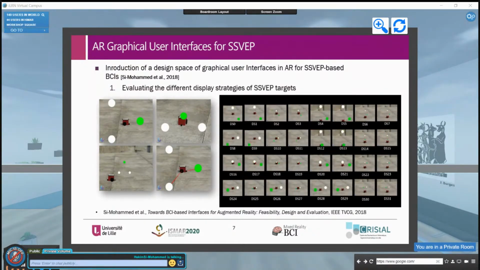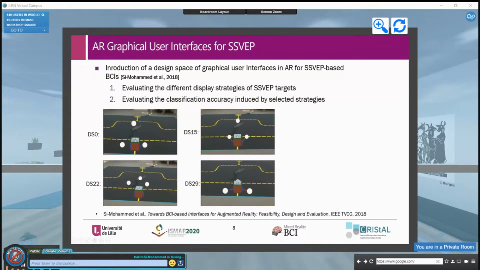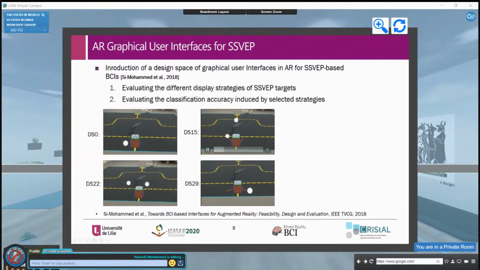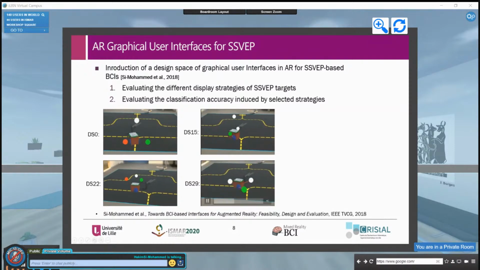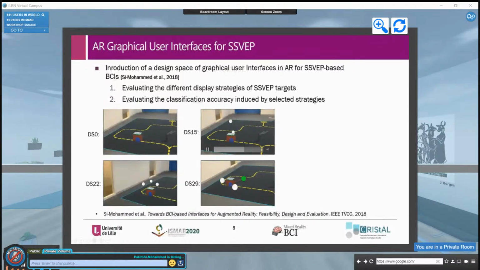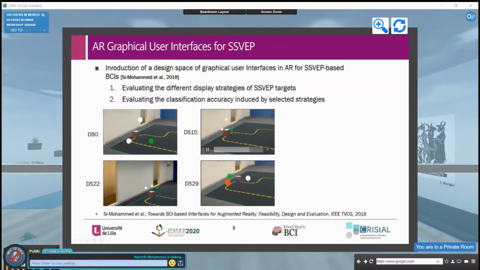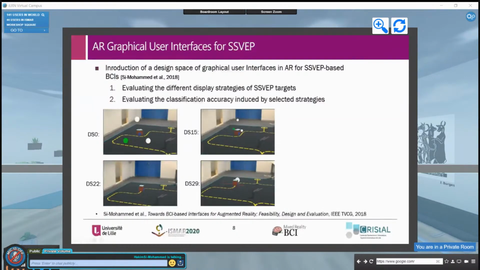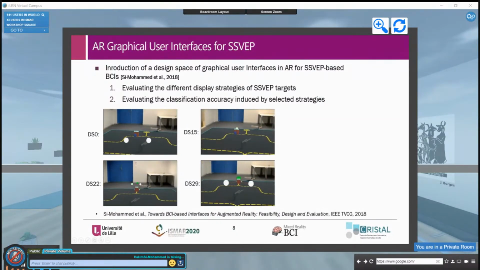So we went further and decided to evaluate what was the impact of the display strategy. So does it have an impact on the actual classification accuracy of the signal? So we designed an experiment where the users had to move a virtual robot on the ground, but the targets were displayed differently depending on the 2 dimensions. Each video here, or each display strategy, is the best display strategy of each one of the 4 groups that were obtained with the 2 binary dimensions.